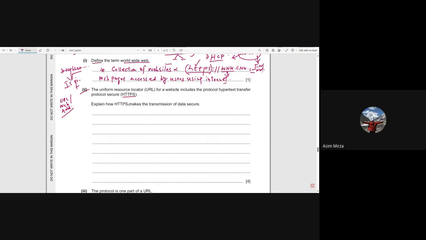Explain how HTTPS makes the transmission of data secure. So let me give you an example. HTTPS, then you can see a lock just after that. It means the data between your browser and the web server is secured by some protocols, right? So what is the question? Explain how HTTPS makes the transmission of data secure.